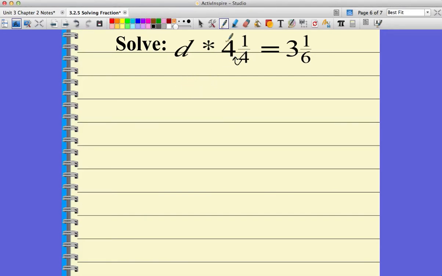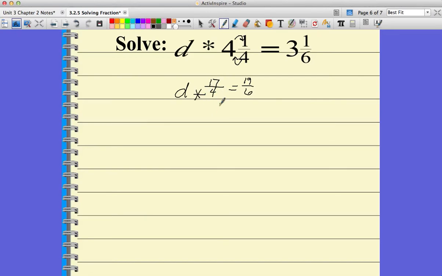So I do my 4 times 4 and I add the 1. So I get d times 4 times 4 is 16 plus 1 is 17 over 4 equals 3 times 6 is 18 plus 1 is 19 over 6. Now because I'm multiplying and dividing, I don't have to change the denominator, but this is where it gets tricky.